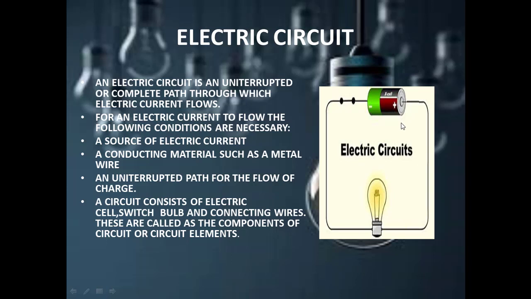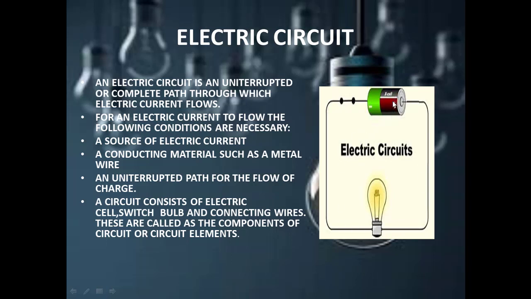Circuit is an uninterrupted or a complete path through which electric current flows. So what is a circuit? A circuit is an uninterrupted or complete path through which electric current flows. There is no break in between. See, it is a complete path. There are certain conditions for an electric current to flow. It requires a source material, that is the cell, conducting material, that is the metal wire, and an uninterrupted path.